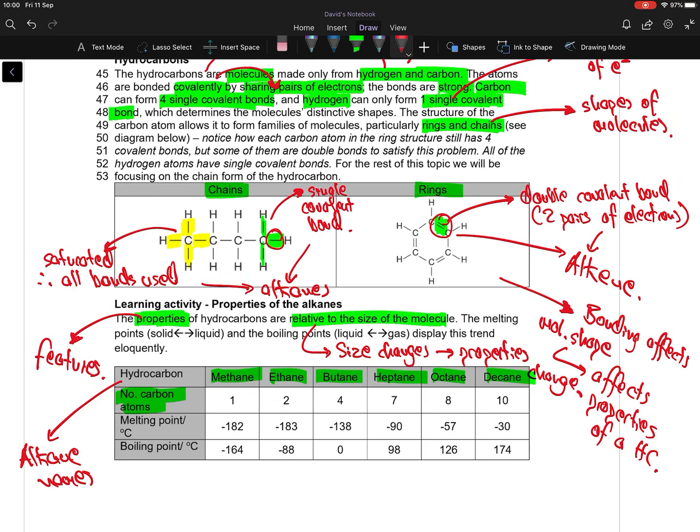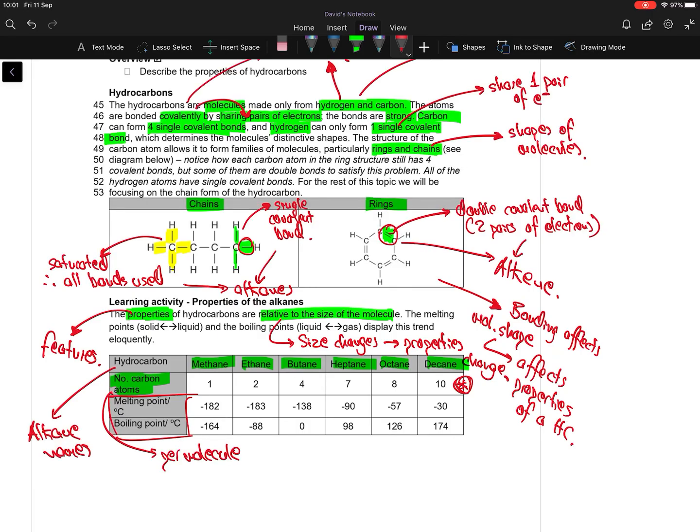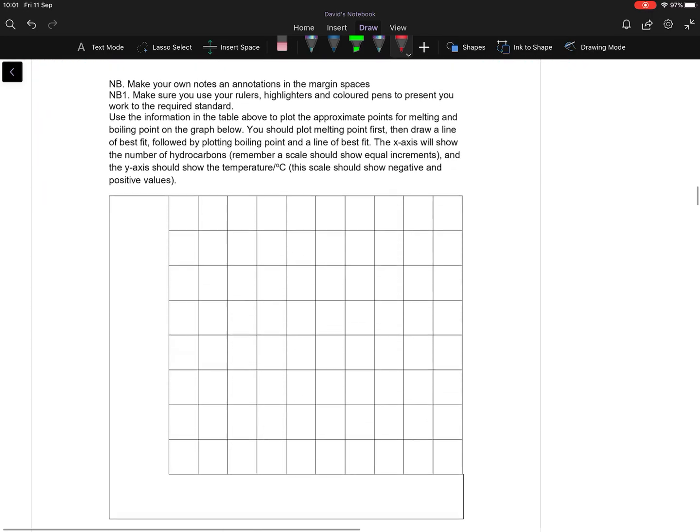So what we're looking to figure out is the relationship between the number of carbon atoms per molecule and the melting and boiling point. So if you turn over, what I would like you to do now is pause the video, and on the next page you will see some small graph paper. If we just turn over, you see some graph paper like this.